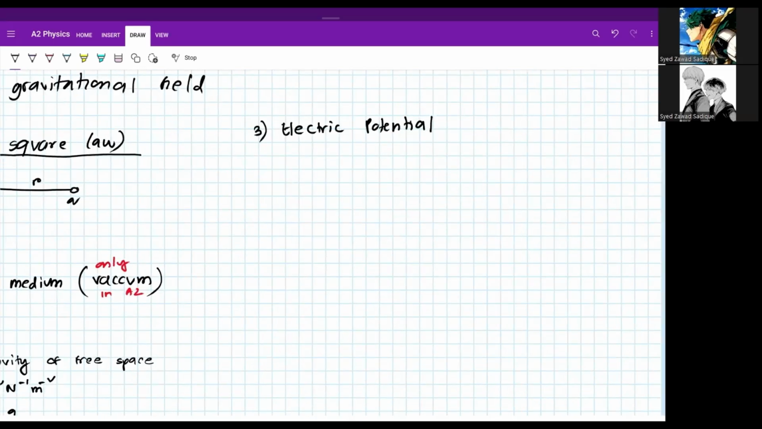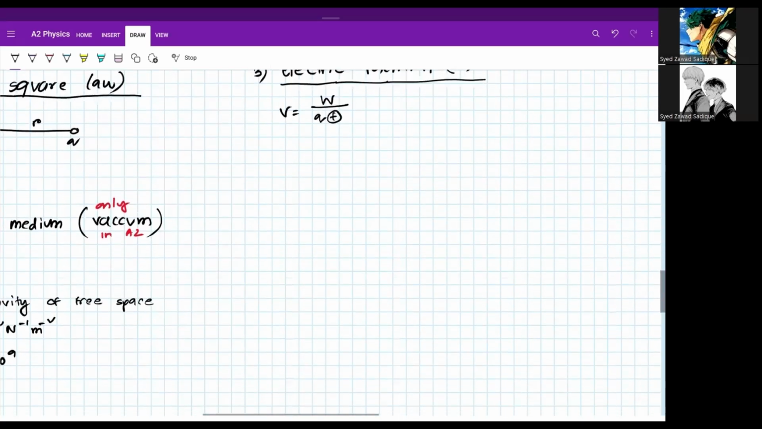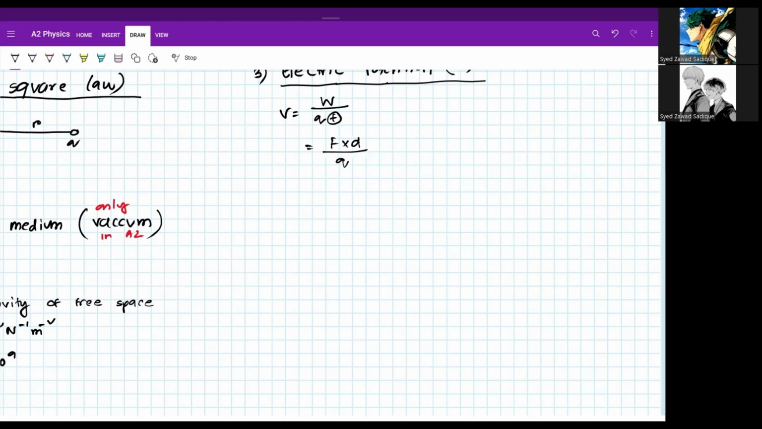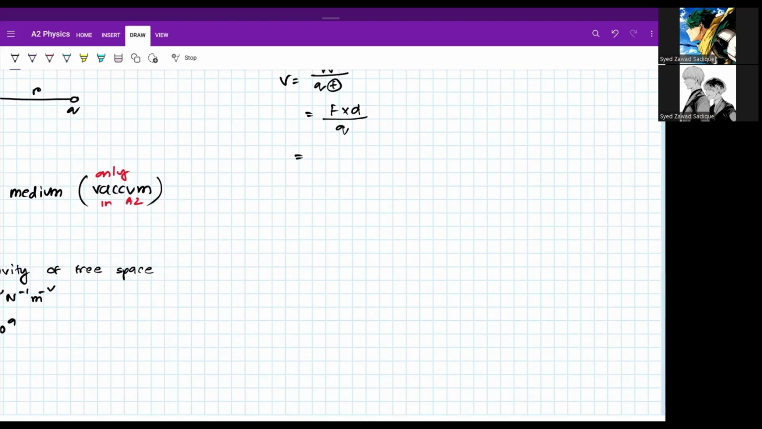Same as gravitational potential denoted with V, but I think gravitational potential is denoted with phi. Okay, so V is equal to work done divided by positive charge. So we know that work done is equal to force times distance, divided by positive charge. Now we know that force is equal to 1 by 4 pi epsilon naught times Q by R squared, and distance is also R, divided by Q. So R crosses out, Q crosses out.